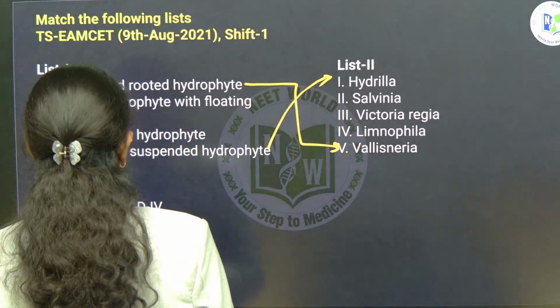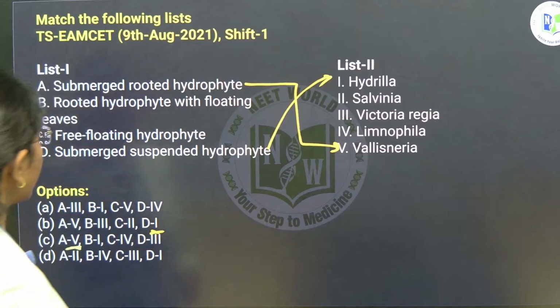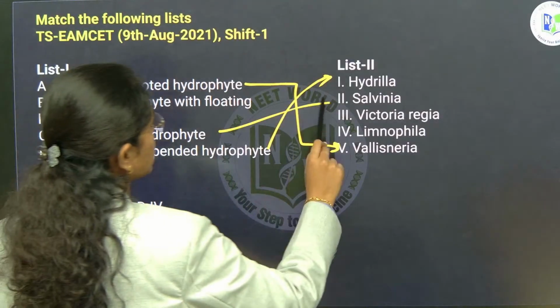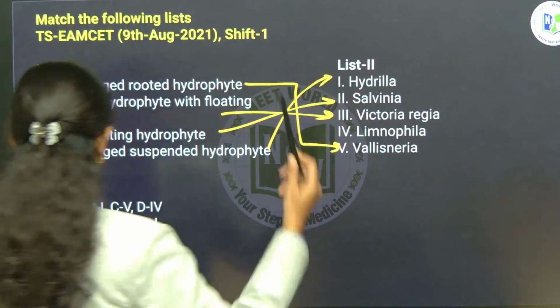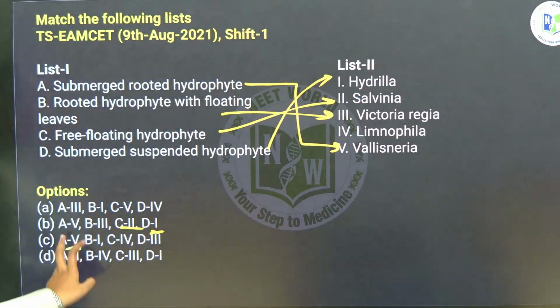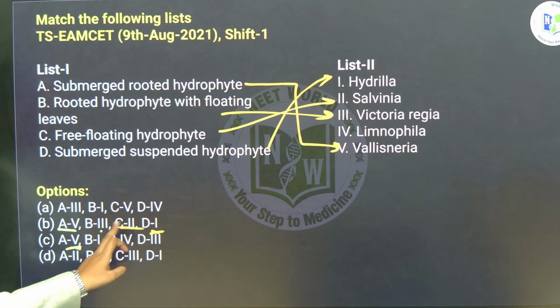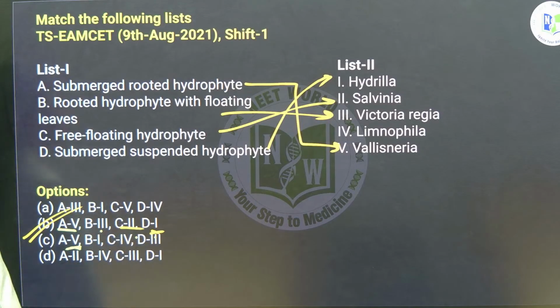Okay. Next, free floating hydrophytes, you can take the example, that is Salvinia. Rooted hydrophytes with floating leaves will be Victoria regia, that is option 3. Fine, right. So, A 5, B 3, C 2 and D is 1. Option B is the right answer.